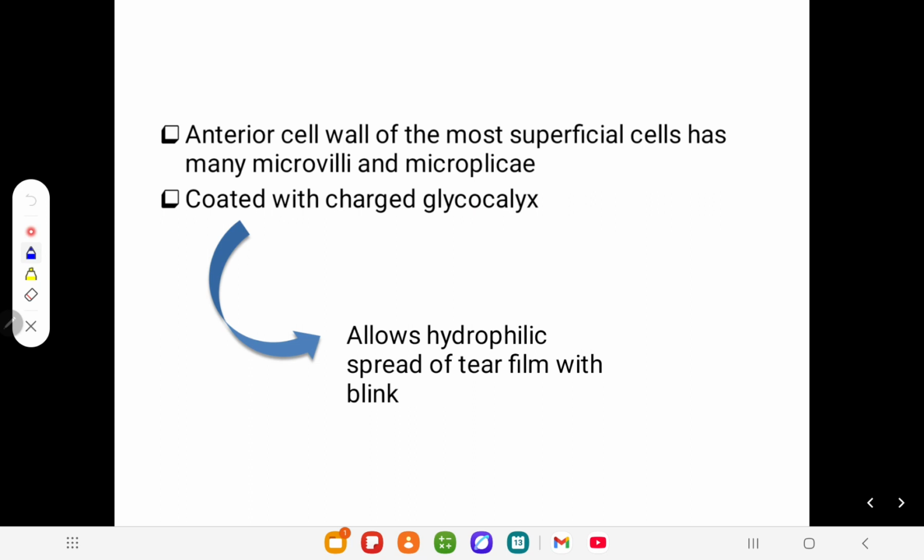The entire cell wall of the most superficial cells has many microvilli and microplicae. Isn't it very important to hold the tear? They are coated with a charged glycocalyx. I think you understand this. Charged glycocalyx, so what does it actually do? It allows the hydrophilic spread of the tear film with the blink.